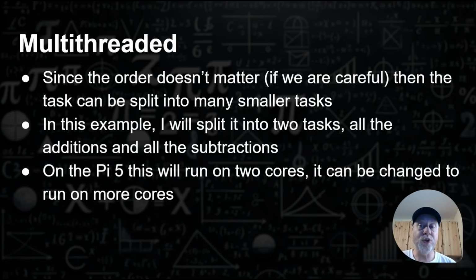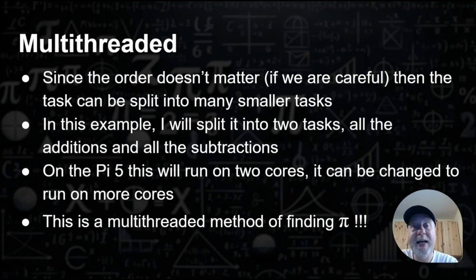So we can get it running on 2 cores. Of course, Pi 5's got 4 cores. If you were doing this on a different machine with more cores, then you could split this up to run on more cores by dividing up the sequence differently again. You could start with 3 at one point and then go forward 1,000 terms and start another thread 1,000 terms later on. Bit of simple math there, but I've done it on 2 just to show you the principles. So there we go. This is a multi-threaded method for finding the value of pi.